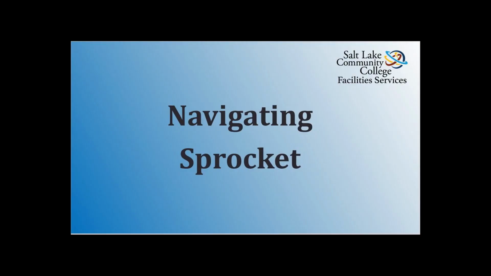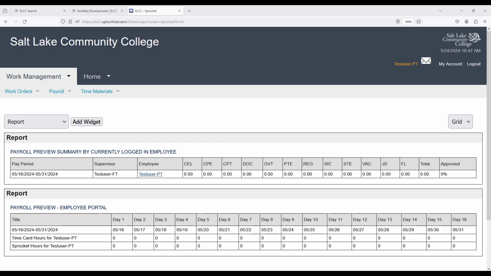Let's explore Sprocket. In the banner at the top left corner, under Salt Lake Community College, you will find two main tabs: Work Management and Home. In the Work Management tab, there are three menus: Work Orders, Payroll, and Time Materials. Within the Work Orders menu, you will find 5 options.